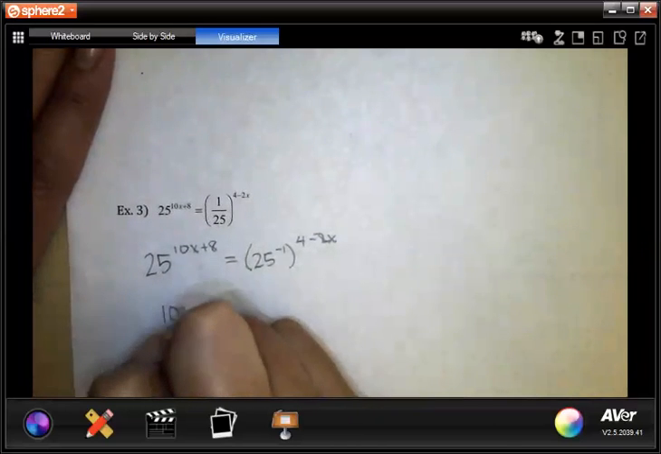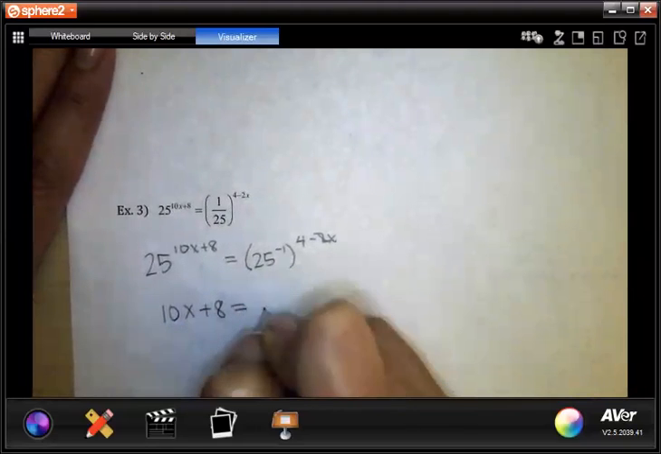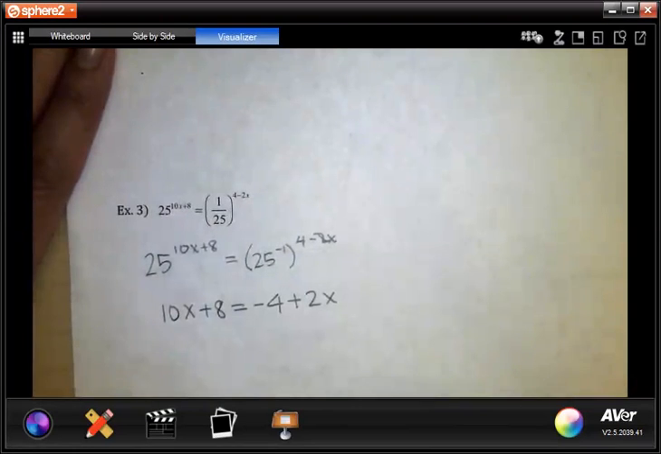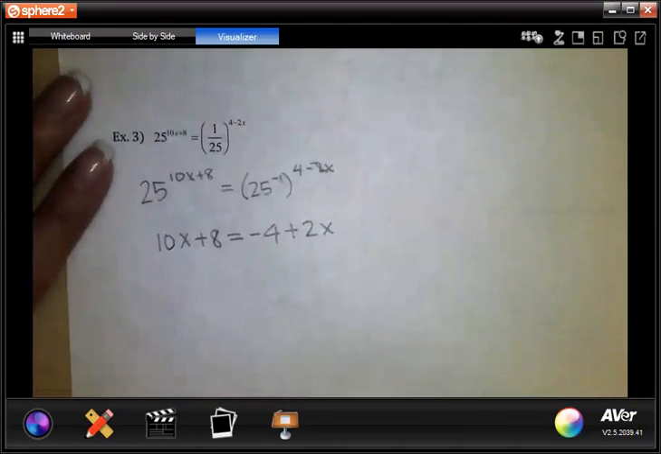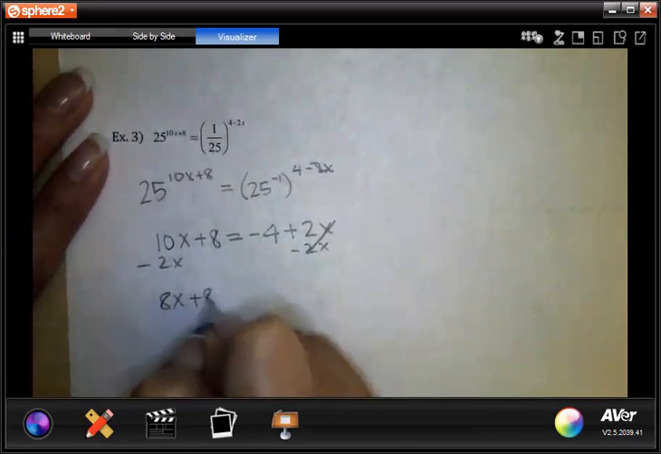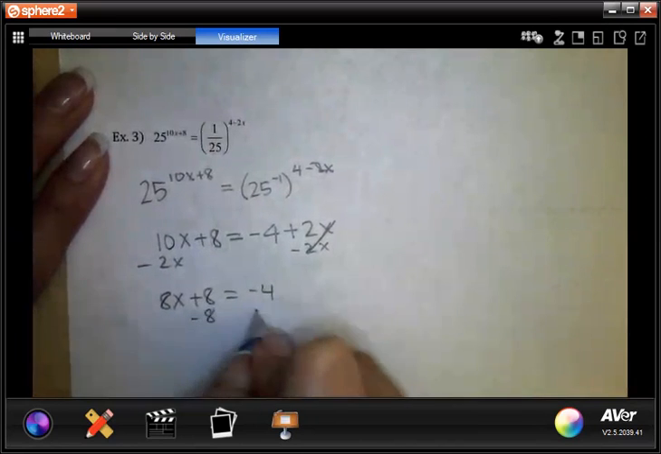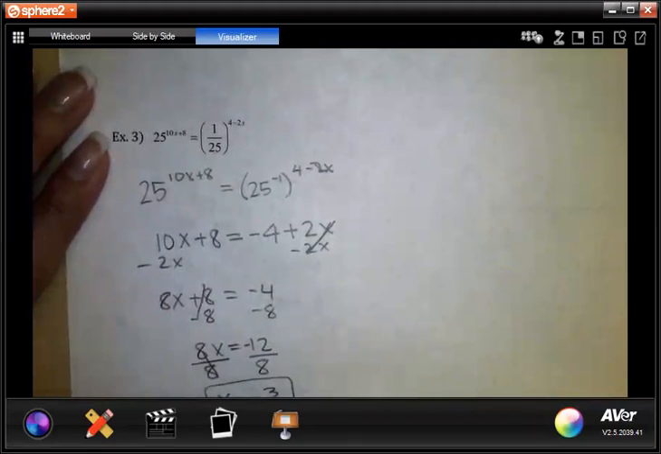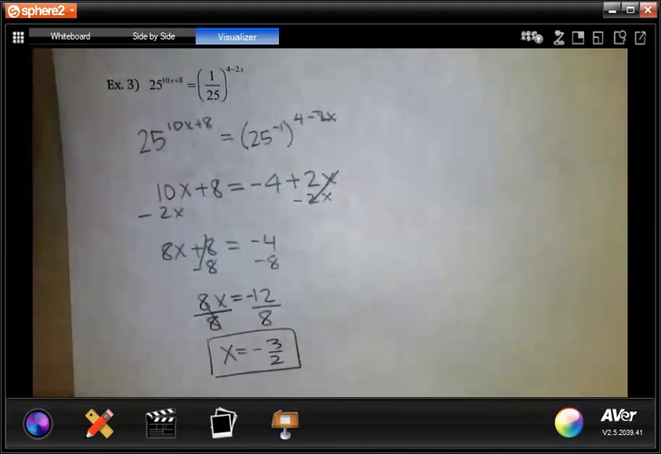Now that they have the same base, 10x plus 8 would be equal to negative 4 plus 2x. I want to get my variables together, so I'm going to subtract the 2x. Now I'm going to subtract this 8 to get it to the other side and divide by 8. So x is equal to negative 3/2. So that's solving with a common base.